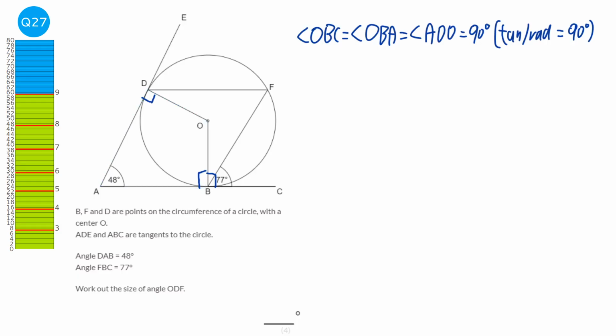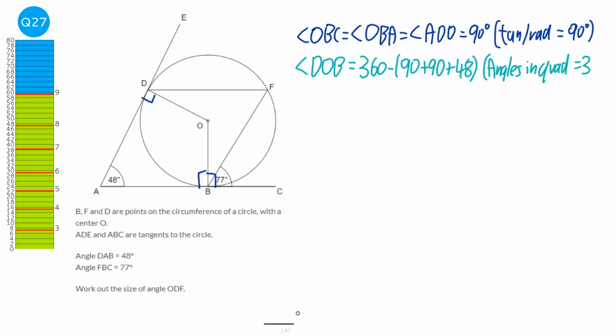And whenever we've got a quadrilateral and we've got three of the sides, we can work out the last one. So angle DOB is going to be 360, take away the angles that we know, so 90 plus 90 plus 48. And the reason for that is angles in a quadrilateral add up to 360 degrees. And so when you do 360, take away that, you get 132 degrees. So this is 132.